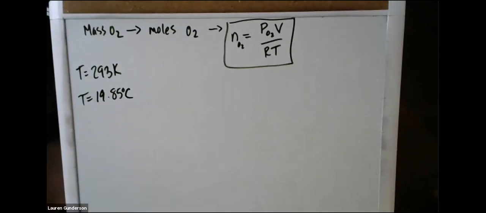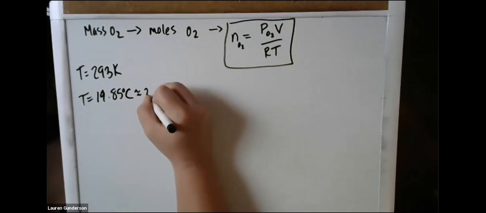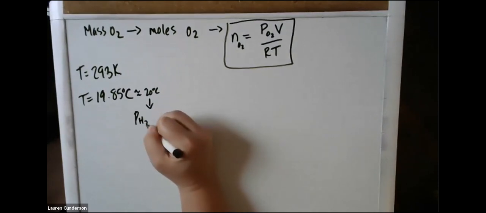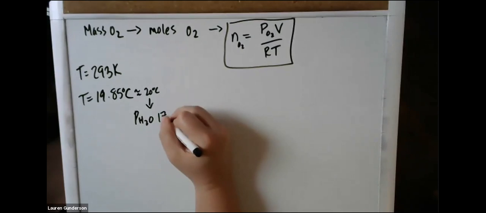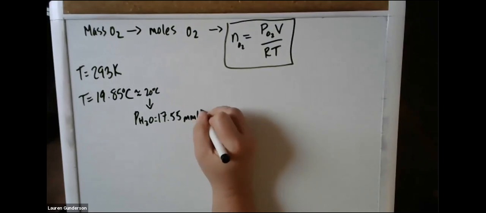Okay, now I'm going to look back a couple of pages into our vapor pressure chart, and I'm going to look for the vapor pressure of water. The closest one here is 20 degrees Celsius, so I think that we can take that. We'll say that it's around 20 degrees Celsius for the purposes of our vapor pressure. So the vapor pressure of water at 20 degrees Celsius is 17.55 millimeters of mercury.